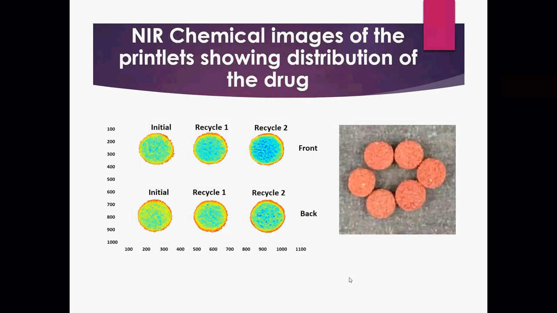So you can see here, when we run the NIR chemical imaging of the formulations, how the tablets are different from the initial and recycled. You will see here the distribution of the drug becomes a little different from the initial one if you recycle the powder for only one cycle. If it is recycled again for a second cycle, then you will start to see that the drug distribution is not completely like the first time.